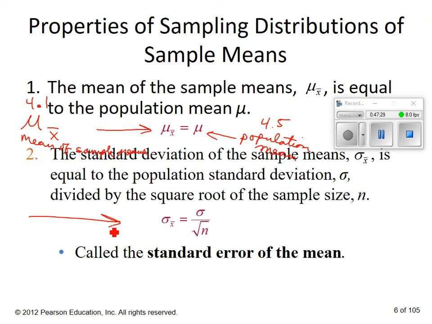Standard deviation of the sample means, again, is sigma sub x bar. So both these go with the sample means: mu sub x bar, sigma sub x bar. It's not equal to the population standard deviation. The way you're going to find it is you take the standard deviation of the population divided by the square root of your n, the square root of your sample size.